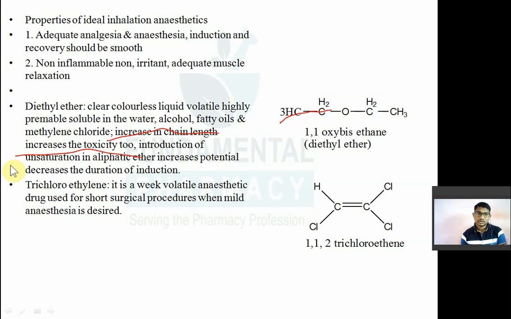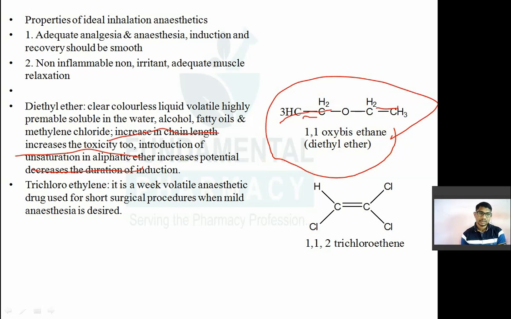Then unsaturation in the aliphatic ether increases the potency and decreases the duration of action. यहाँ पे नॉर्मली क्या है, यहाँ पे डबल बॉन्ड्स नहीं है. अगर इसमें डबल बॉन्ड डालेंगे, यहाँ पे डबल बॉन्ड डाल दिया, क्या होगा? So unsaturation in the aliphatic ether results in a more potent compound, but the duration of action is decreased, because introduction of double bonds over here will increase the lipid solubility and will decrease the duration of action. That's why potency is increased but duration of action is decreased. That is the SAR of your diethyl ether.